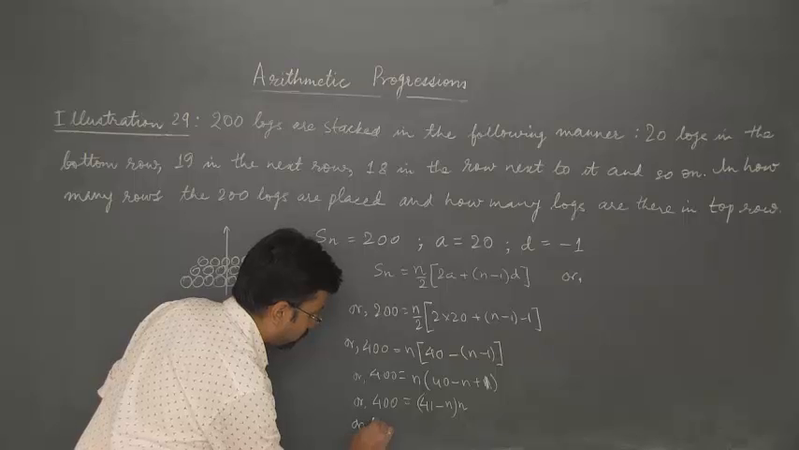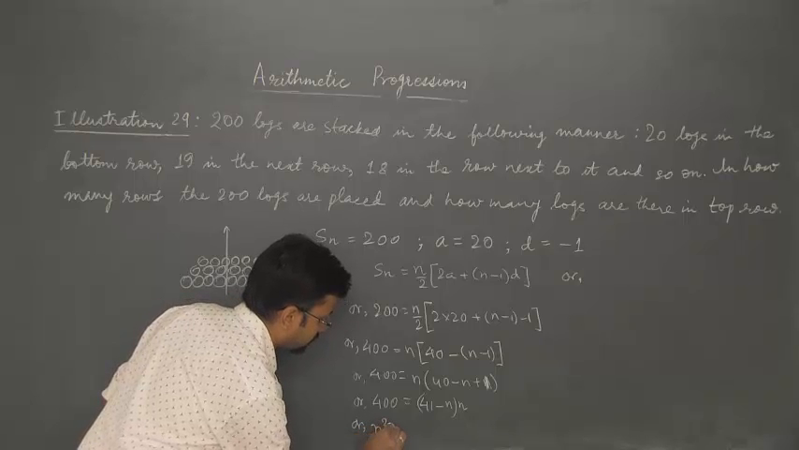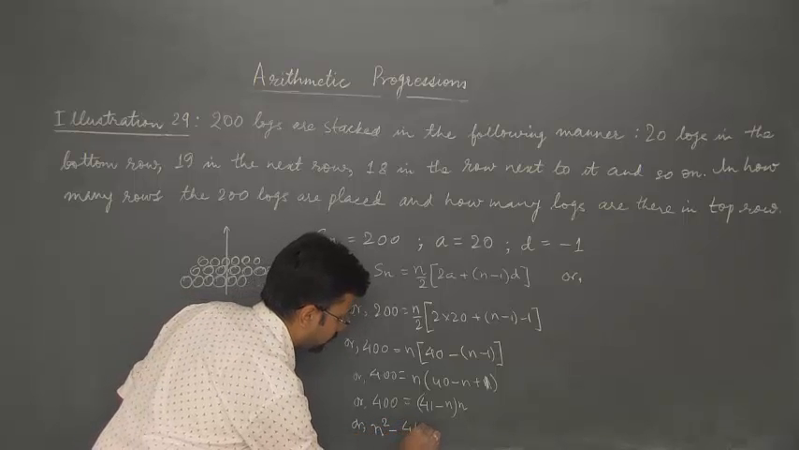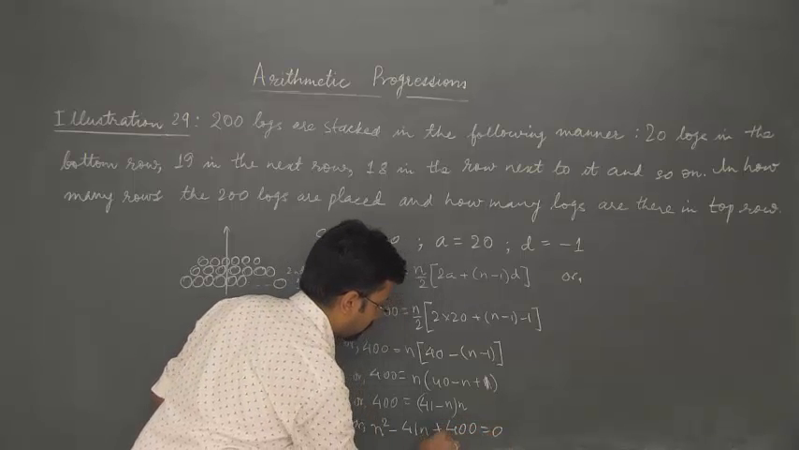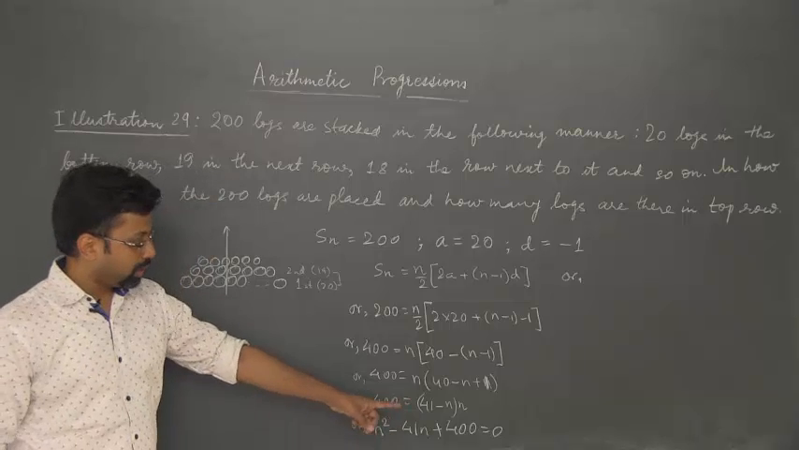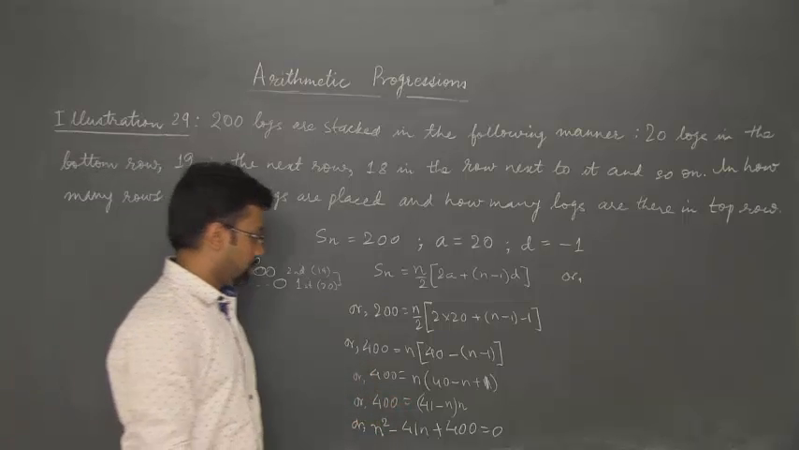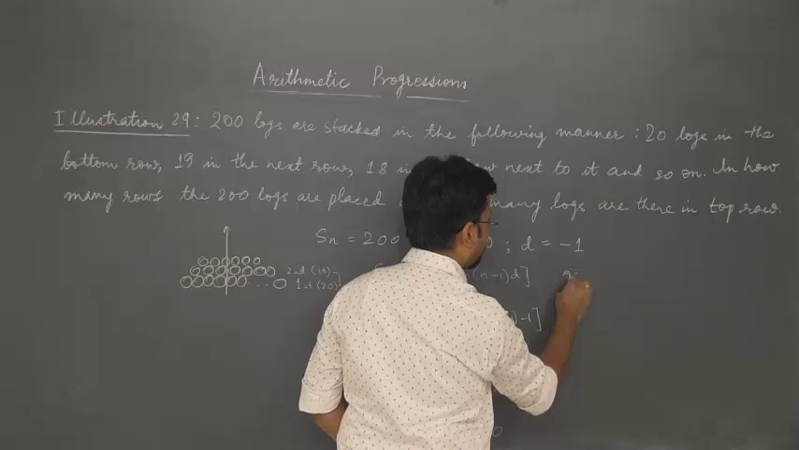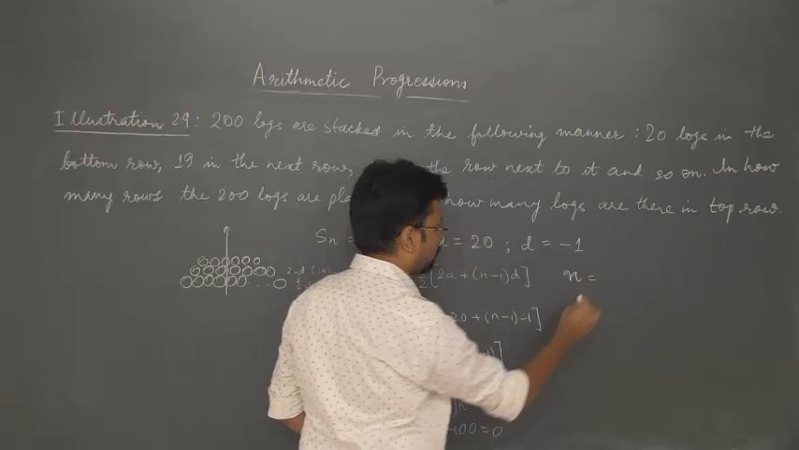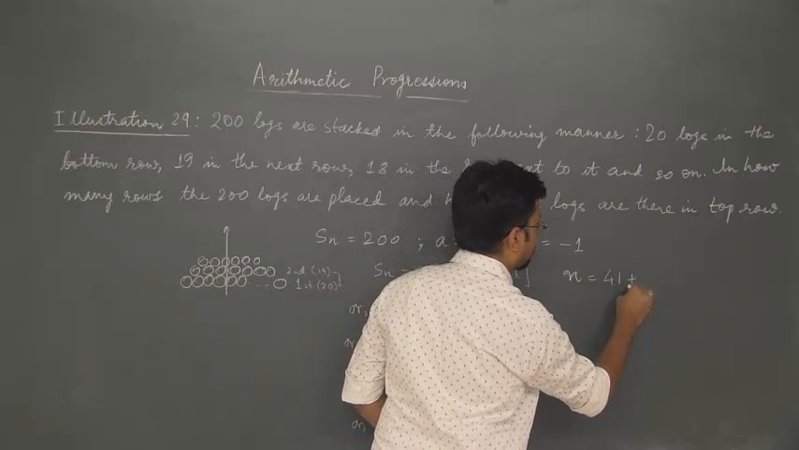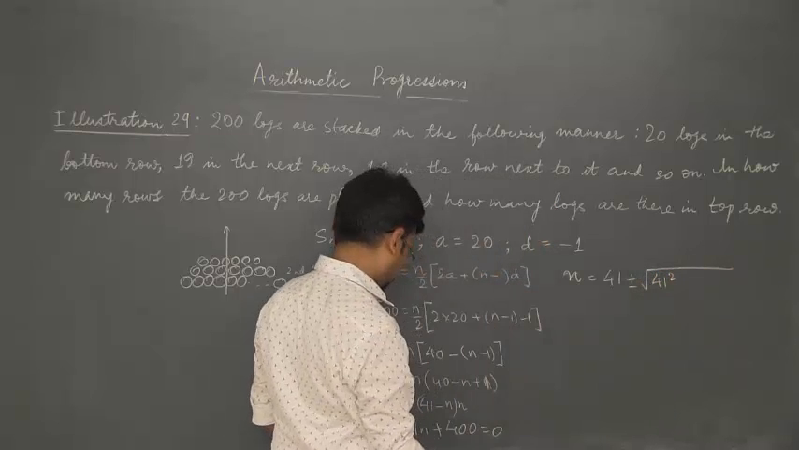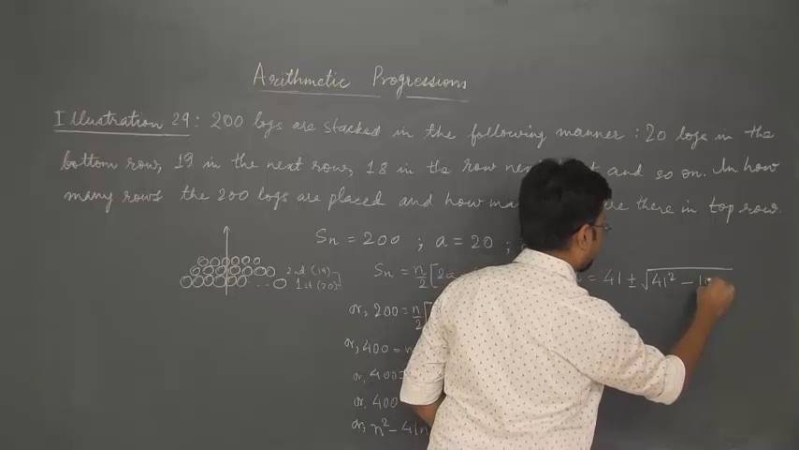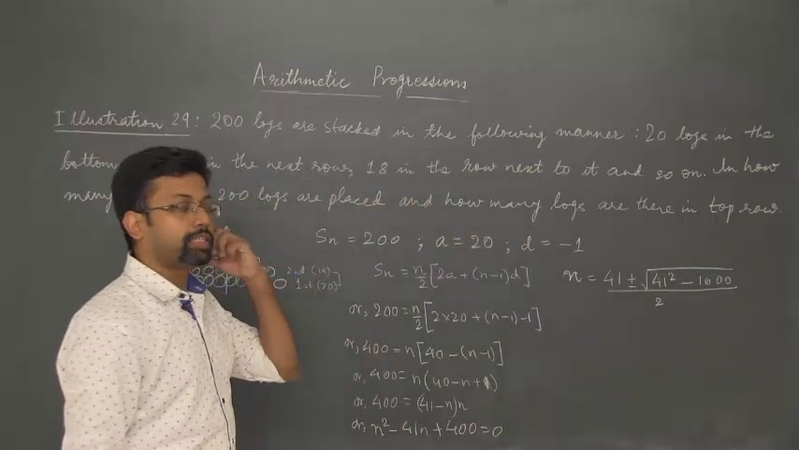Can we form a quadratic equation? Yes, if we simplify, we get this equation: n square minus 41n plus 400 is equal to 0. Now, using the quadratic formula, how do you get the value of n that you will be getting?